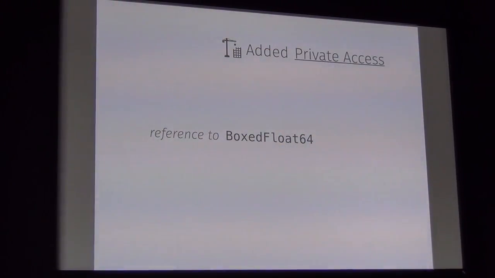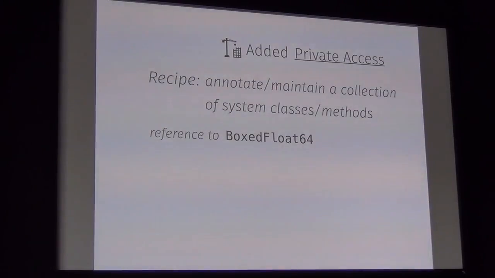Another kind of added rules were saying, okay, you are accessing BoxedFloat64, and you shouldn't do that because it's a system concept that relies on the VM, and it's there because of that. You should use Float. And I would say that this is a private access rule because you should be able to somehow annotate your entities that, okay, pay attention, this thing is there because of special reasons. Maybe you should not rely on that. And the recipe to handle that is to have some annotation way. For example, in Pharo, we have an agreement that if it's in a private protocol, it should be handled with care. Also, you can have a list of all the system classes and check if the accessed class is in the list.